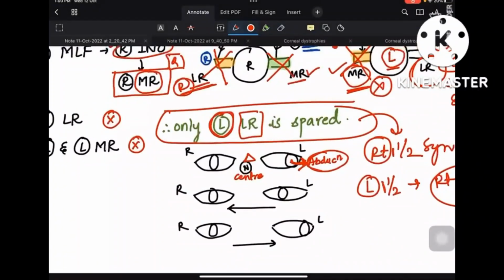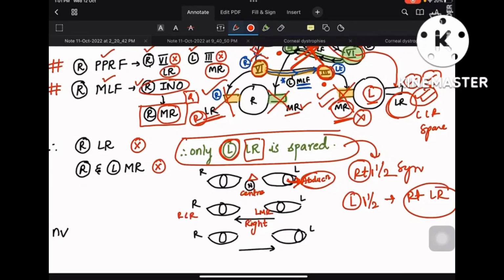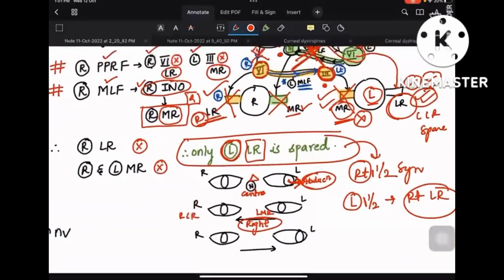Now when you ask the patient to look towards the right side, the patient cannot look towards the right side because the right LR is gone and the left MR is gone. So both are gone, right LR is gone, left MR is gone. So the patient cannot look towards the right side. But when you ask the patient to look towards the left side, he can look towards the left side because the abduction movement is normal, because the left lateral rectus is normal. But the patient cannot look towards the left in the right eye because here you have to have this MR functional, but this MR is gone. So in this way you have to diagnose 1.5 syndrome.